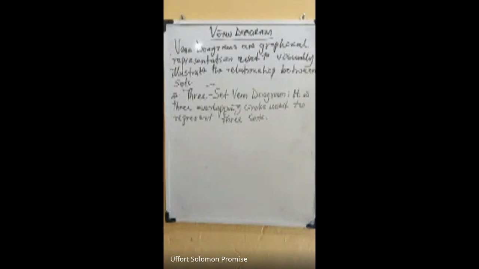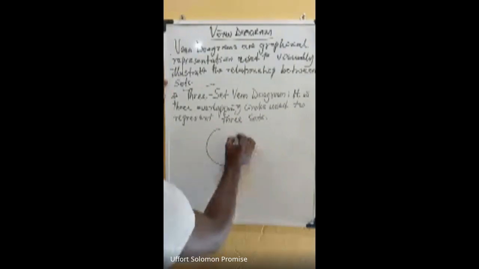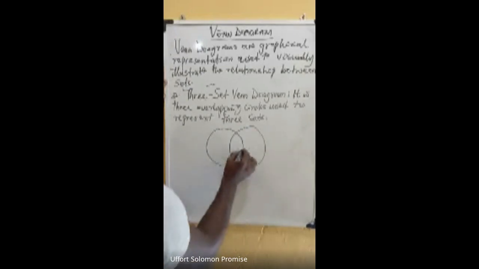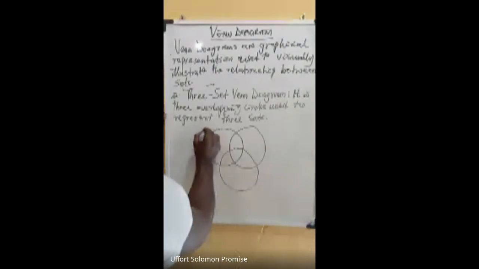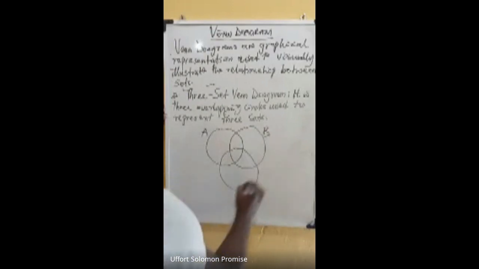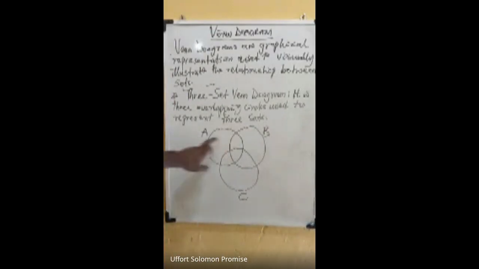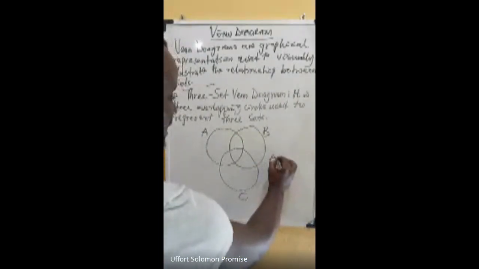Three overlapping circles. So let me draw the circles now. Let me try to make the circle really perfect. This is the first circle. This is the second circle. And this is the third circle. So if you look at it very well, let me call this set A, set B, and set C. The point of intersection of A, intersection B, intersection C.